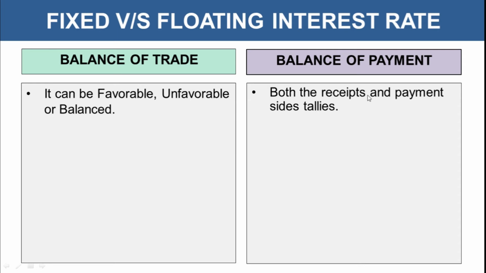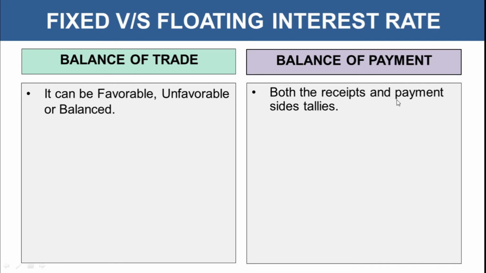Now, when we talk about balance of payment, both the receipts and payment sides tally. So here we saw that it can be in deficit, surplus, what we also call unfavorable, favorable, or balanced. But whenever we are talking about balance of payment, both the sides, either the receipt side or the payment side, are tallied. So it is treated as balanced. It is balanced, or it is tallied.